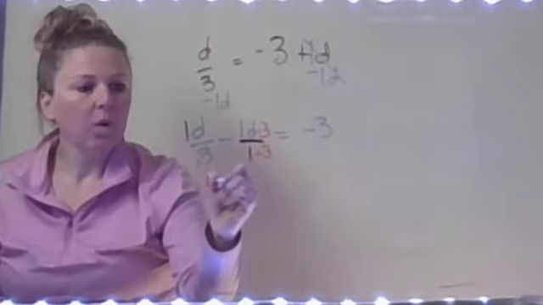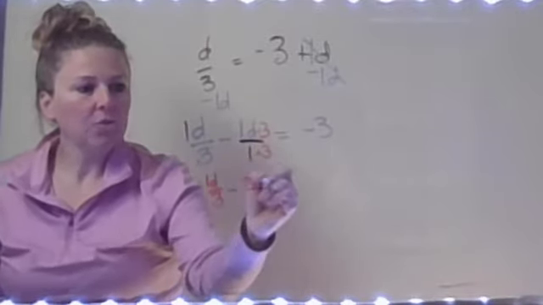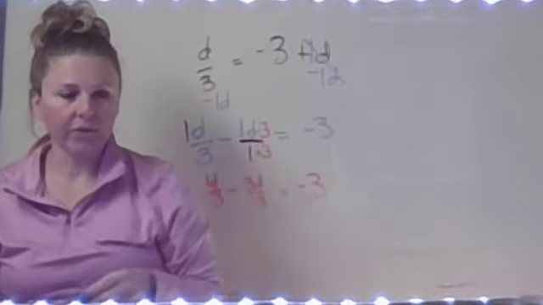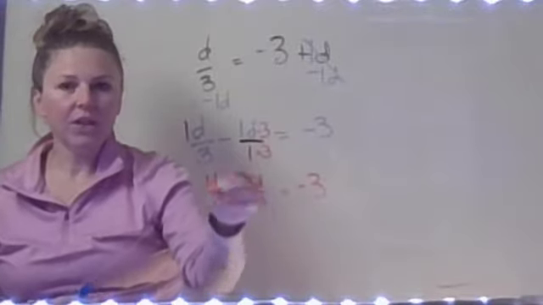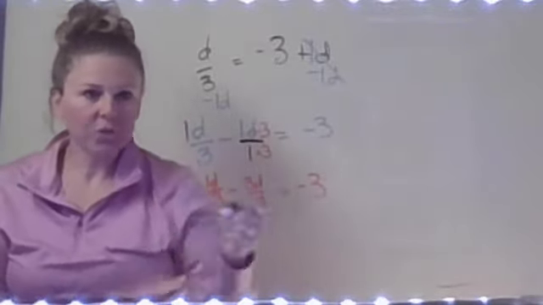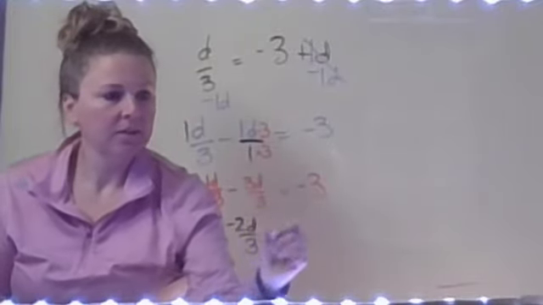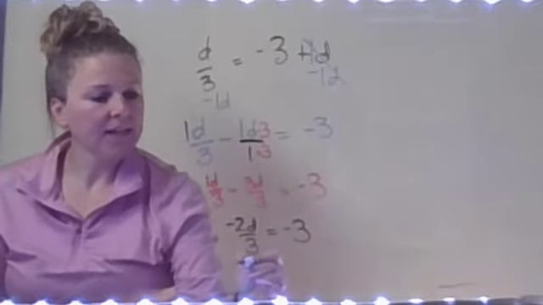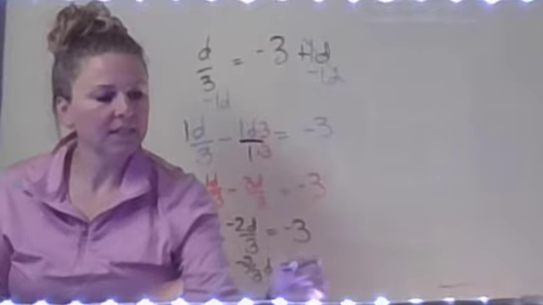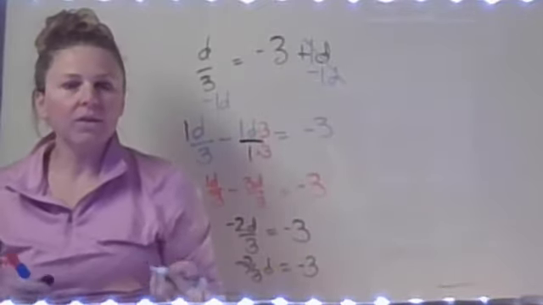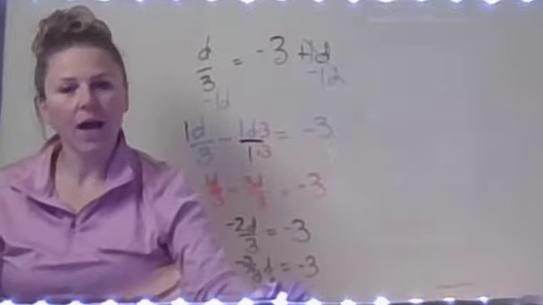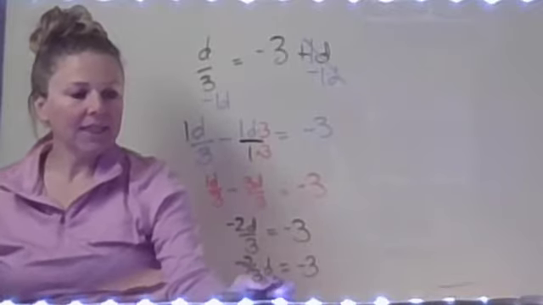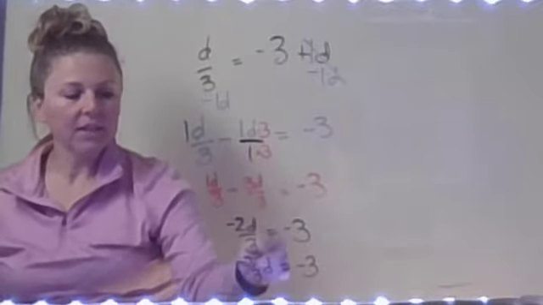Okay, so we have 1d over 3 minus 3d over 3 equaling negative 3. So 1d over 3, 1/3 d, minus 3/3 d is negative 2d over 3. So negative 2d over 3, that's the same exact thing as negative 2/3 d equaling negative 3. So don't let where the d is confuse you. The d can either be outside or it can be on top. Both are correct.